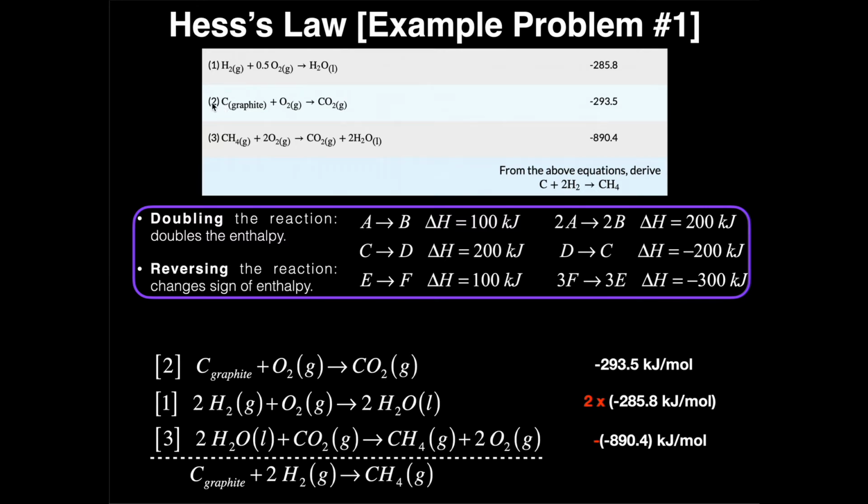That tells me this second equation I am not going to need to change at all in terms of its direction. I'm not going to need to reverse it. The other thing that this tells me is the coefficient in front of this carbon in the master equation is assumed to be 1. This coefficient is also 1. So not only do I not need to flip it, I don't need to multiply this equation by anything. So this second equation right here is really good as is. I'm just going to bring it down right here. Okay? So carbon in its graphite state plus oxygen in its gaseous state goes to CO2 in its gaseous state. And I'm just going to bring that delta H right down, negative 293.5 kilojoules per mole.